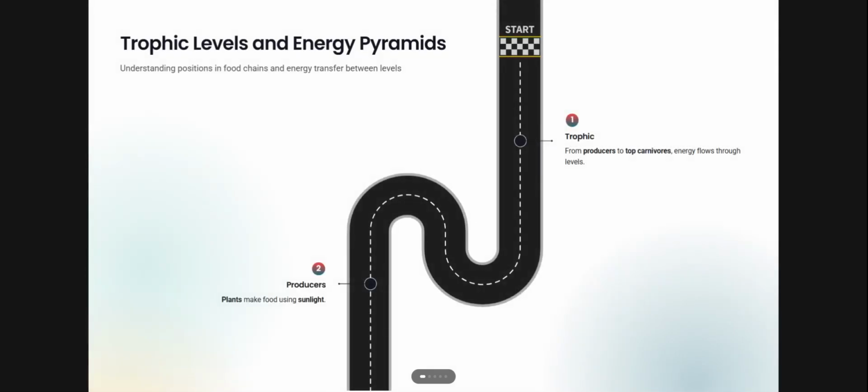So we're going to kind of think of this as a road with a start and a finish. So kind of from lowest to highest. So trophic.